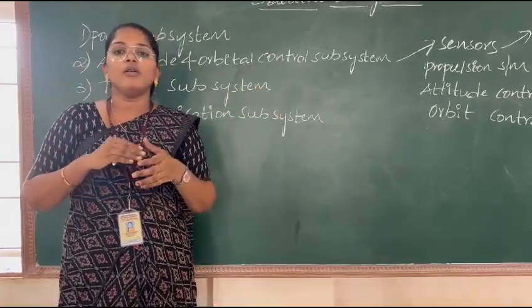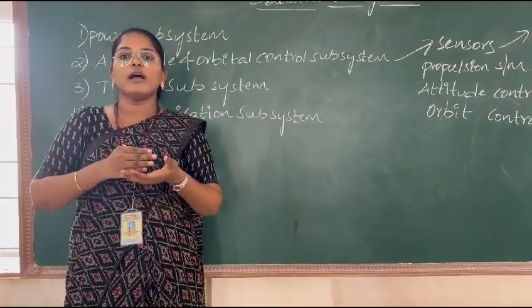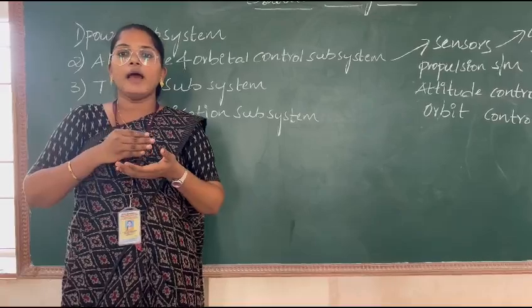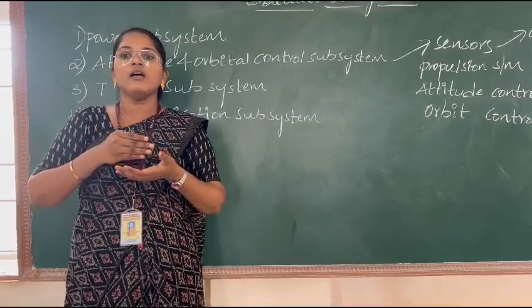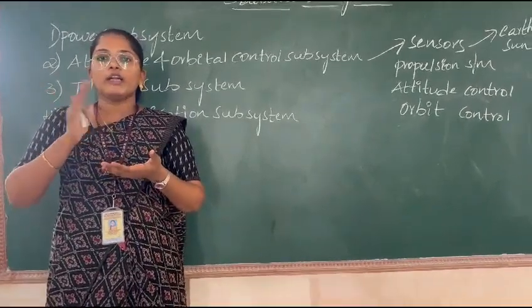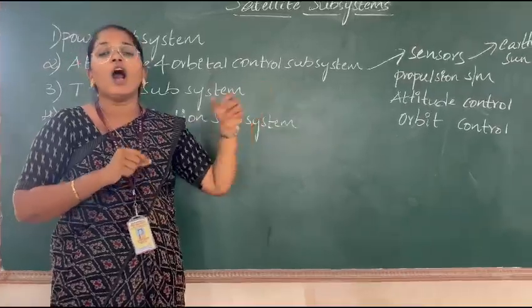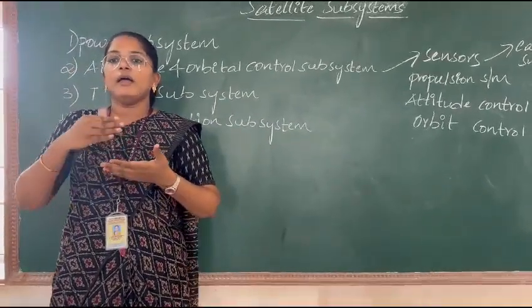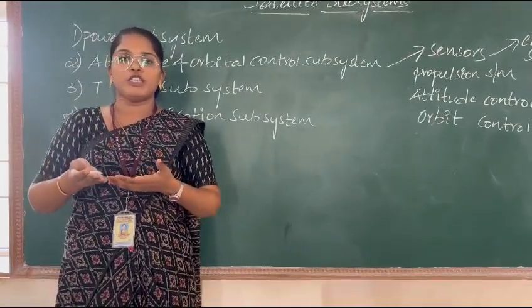And attitude control: here we have passive system and active system. It is used for the detection of satellite attitude and compare with reference axis to determine the corrective torques. Orbital control controls the satellite orbits, maintaining the stabilization in its position.